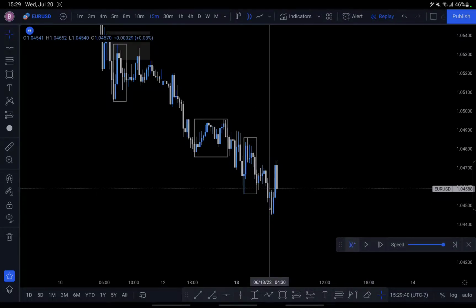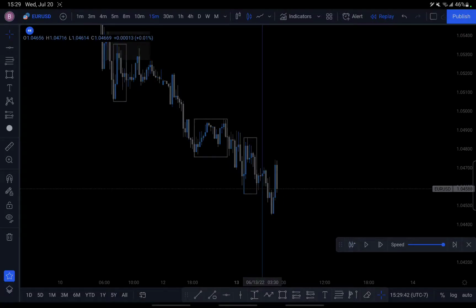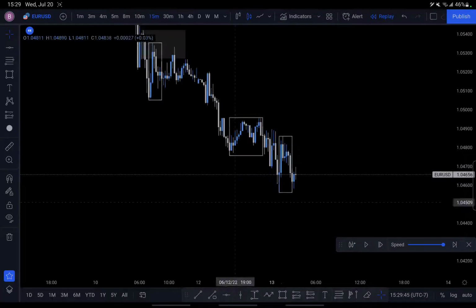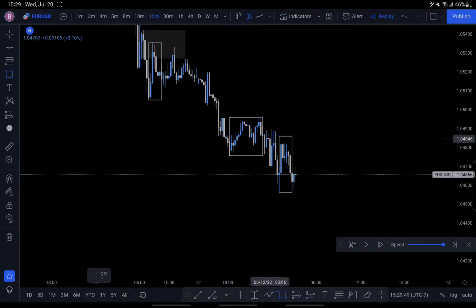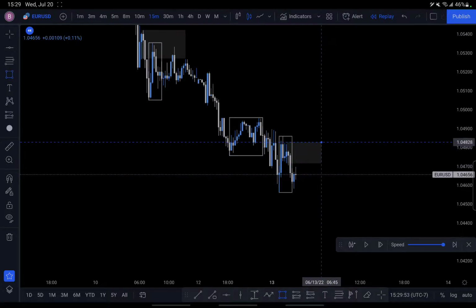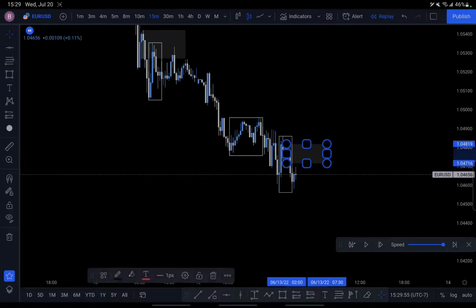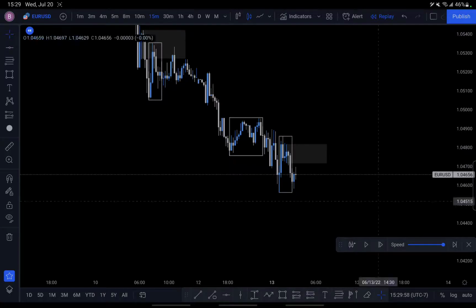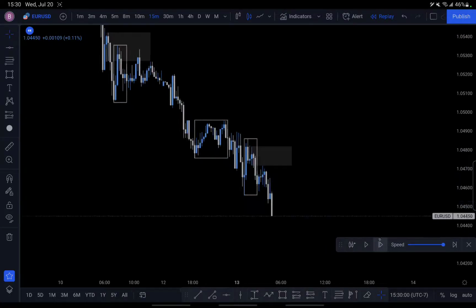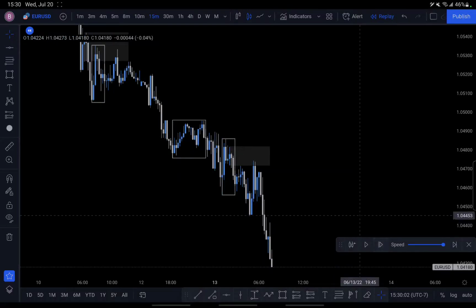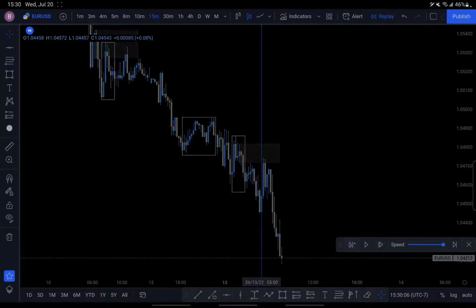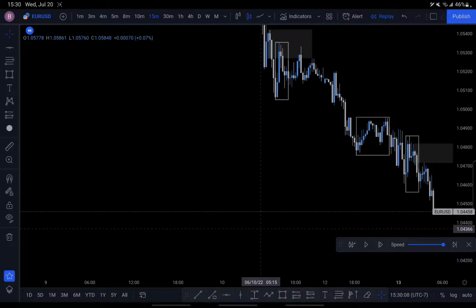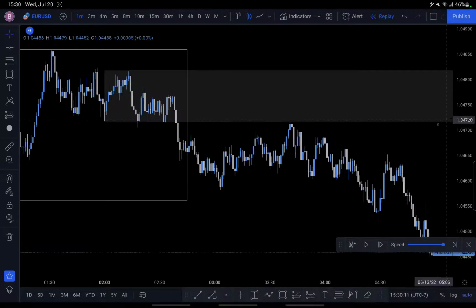Let me go back. Right, so let me go mark up my supply zone. Our last up move here before this down move. Okay, I know price traded into it and then dropped back down. So let's go back to our 1 minute and see how price reacted to our zone.